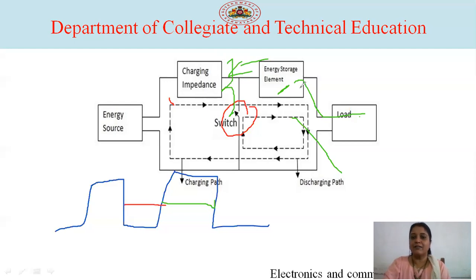Therefore, the energy will completely flow through the inner circuit, that is this energy storage element, the load, and this switch here. Through this switch, the path is completed again. This inner dotted line completes the discharging. Therefore, that is the on period here.